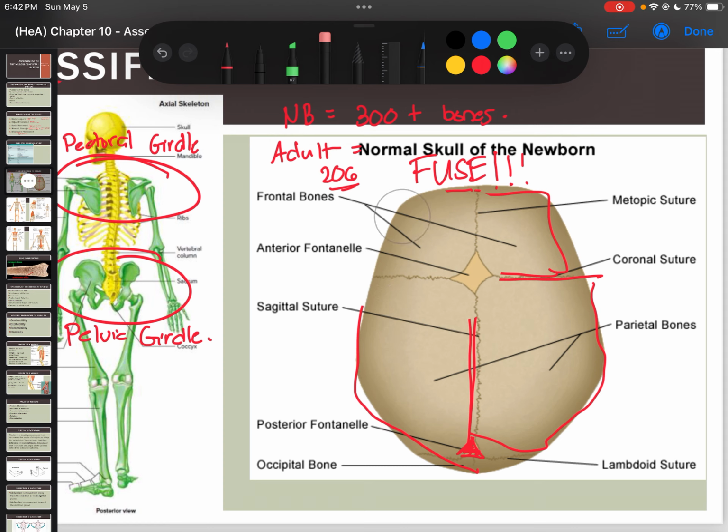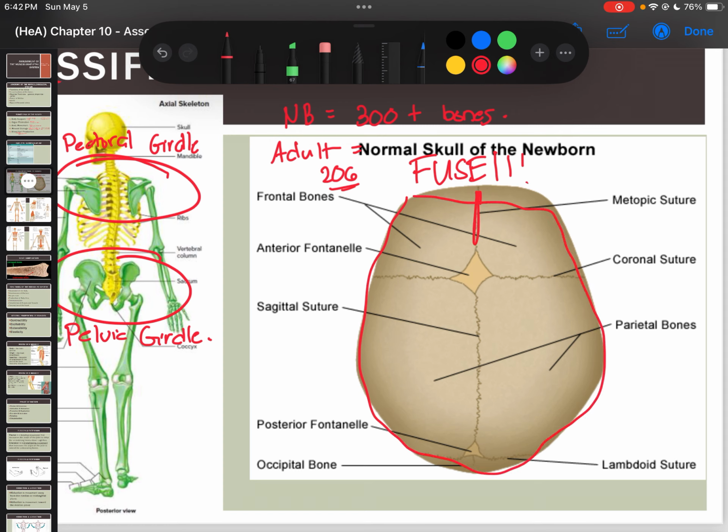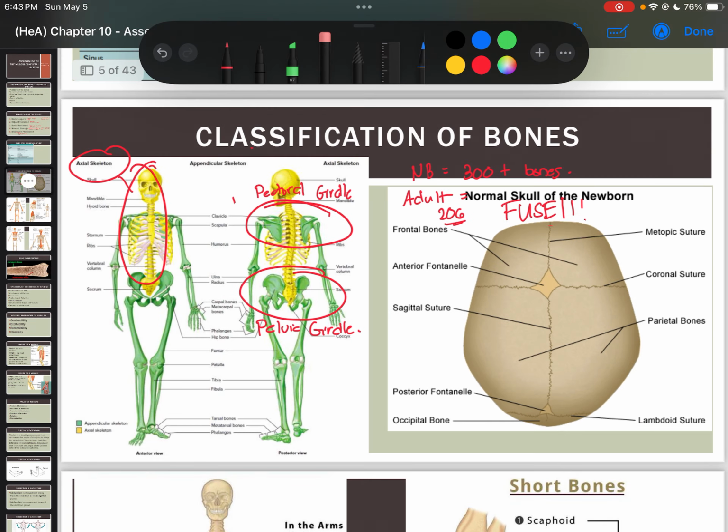But eventually, as the baby grows older, all these 4 bones will fuse together, and then they will create what we call a suture. A suture is like a stitch. Eventually it will become one whole skull, only one bone at that point, the top of the cranium.